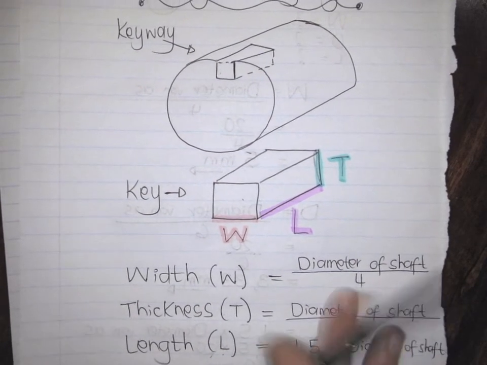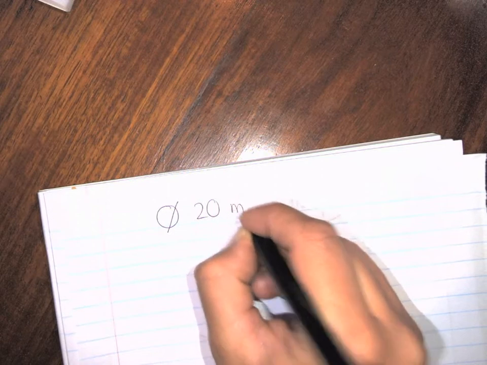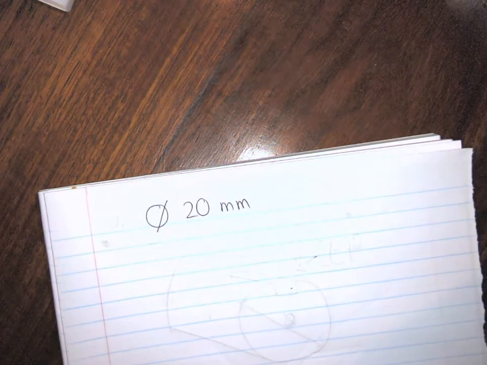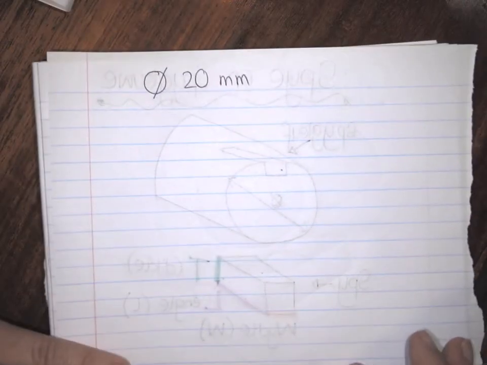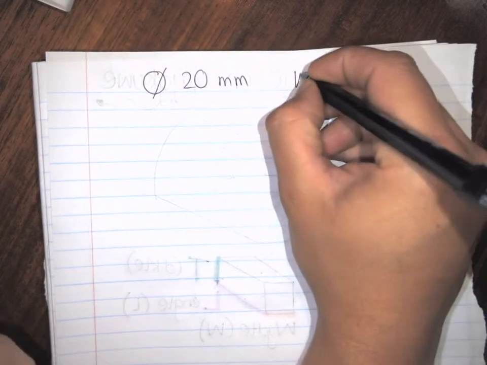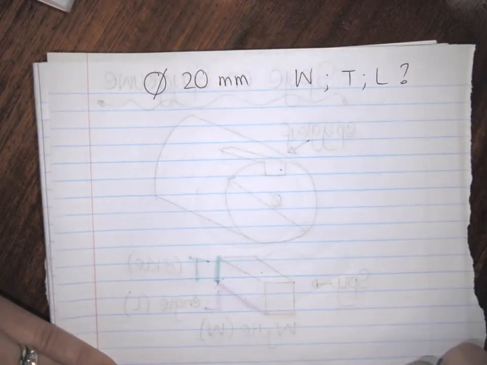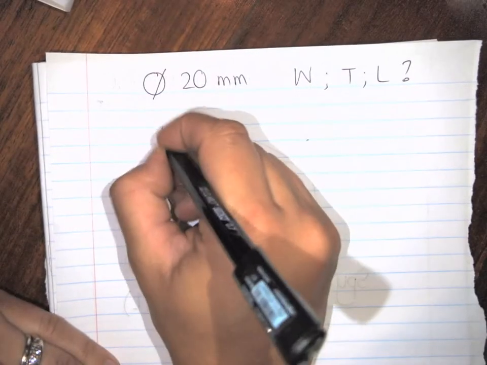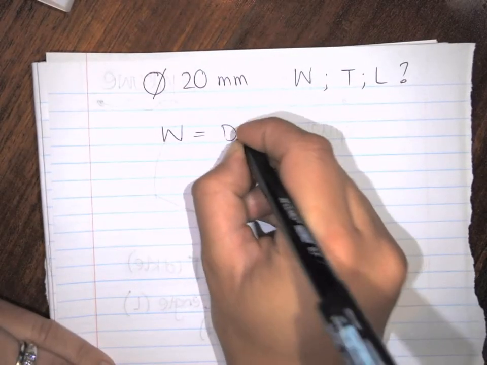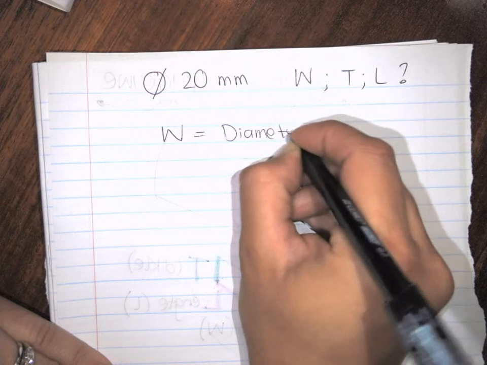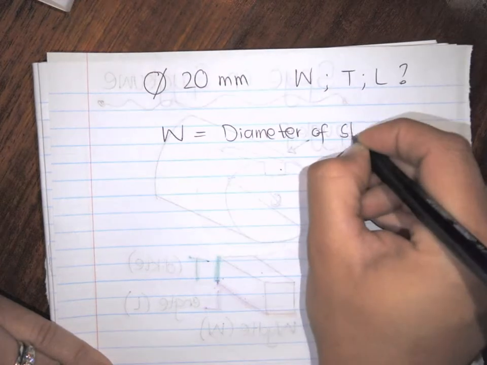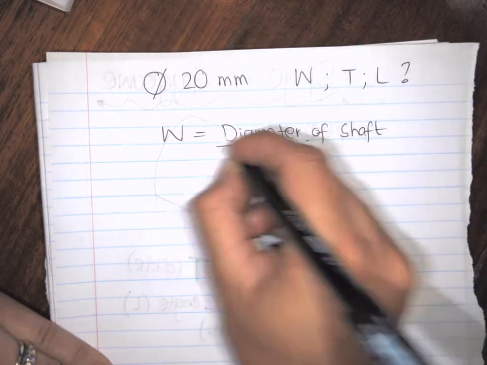Okay, so let's quickly look at an example by using this then. So they tell you on a diameter 20 millimeter shaft, they want to cut a key and a keyway now. So you have to go calculate what is the width, the thickness, and the length of the key that they need to use. So you write width equals diameter of shaft divided by 4.